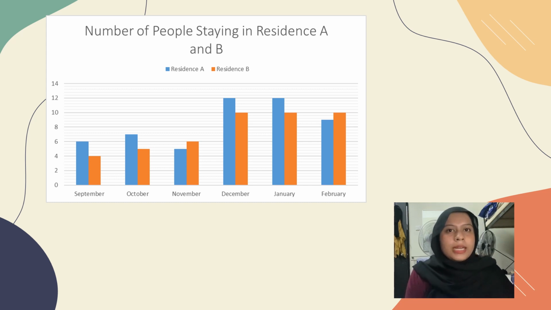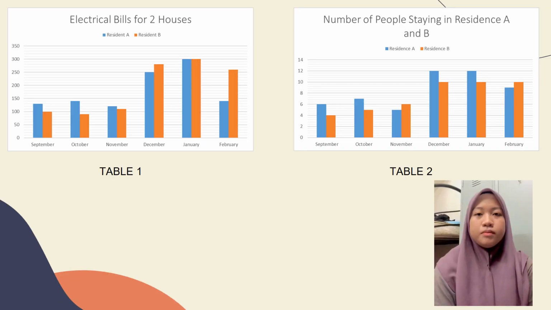From that point, residence B maintained 10 people until February, but residence A fell from 12 people to 9 people in February. In conclusion, we can see in these 2 graphs that there is a relation between the electricity use of 2 houses and the number of people staying in residence A and residence B for 6 months.